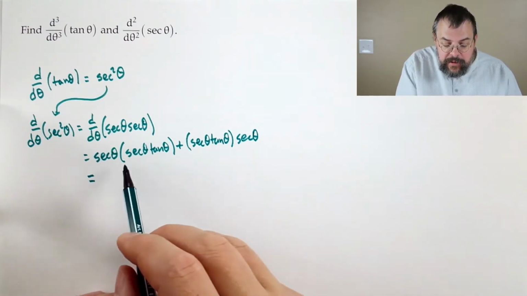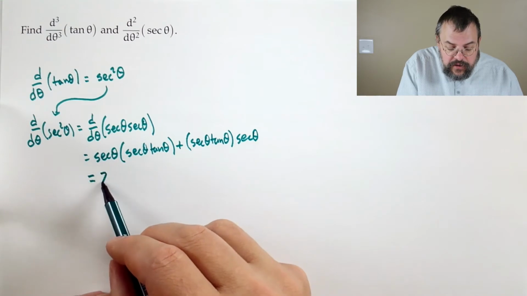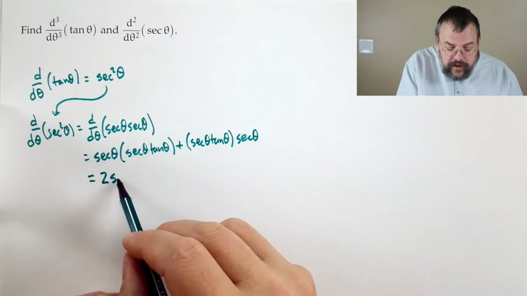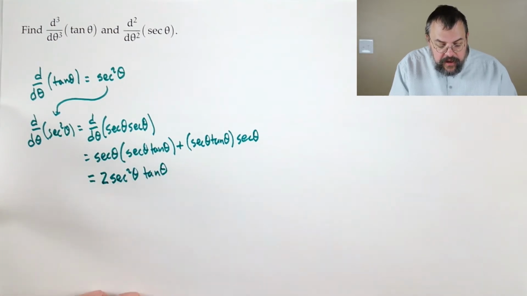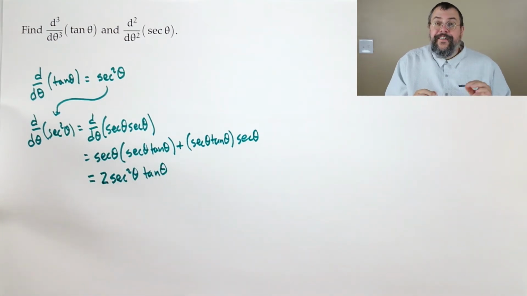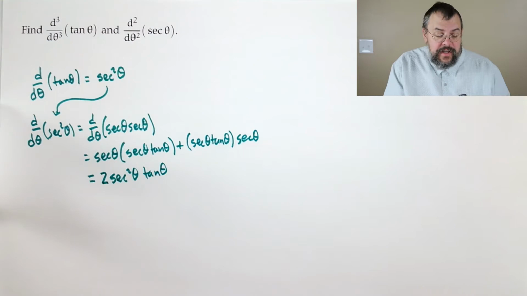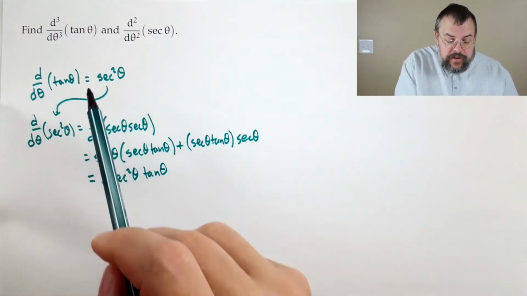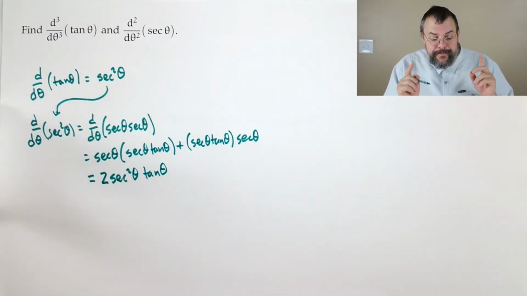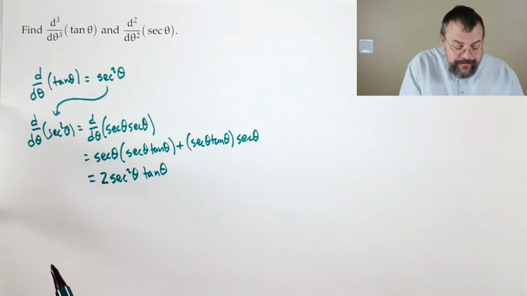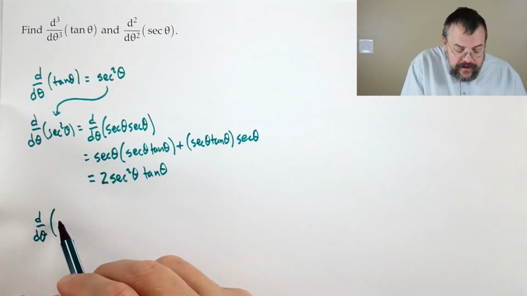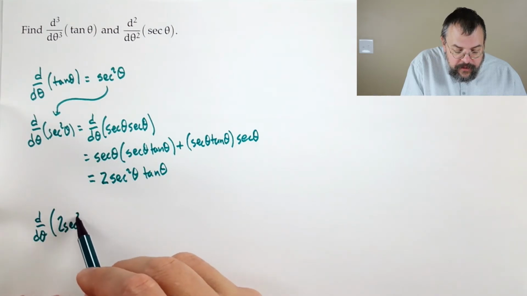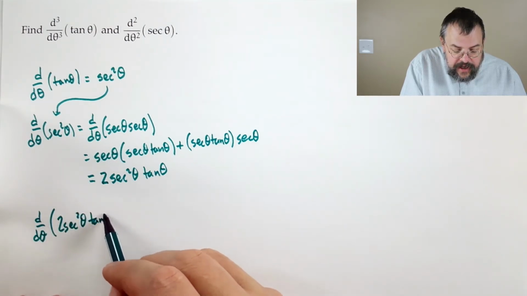So these are actually the same thing. So it becomes 2 secant squared theta tangent theta. Okay, all right, nice. Now, that's the second derivative. See, it was the derivative of the derivative. So, one more layer to go. So we're going to take the derivative of 2 secant squared theta tangent theta.